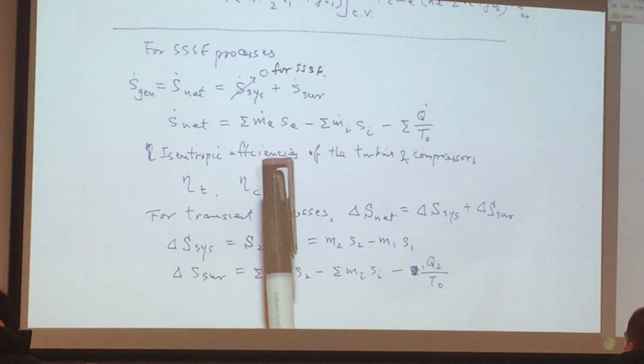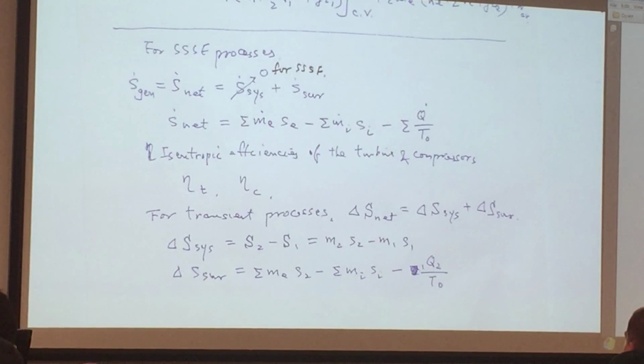And then for detailed systems, for all of these open systems: turbines, compressors, diffusers, nozzles, and heat exchangers. That's the second law.